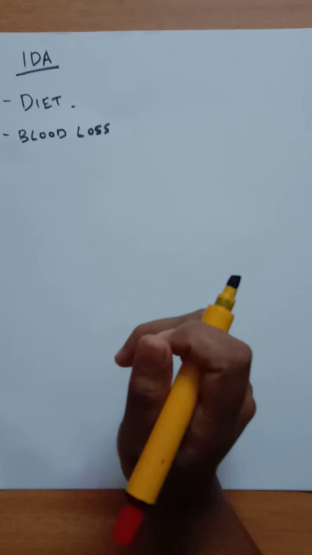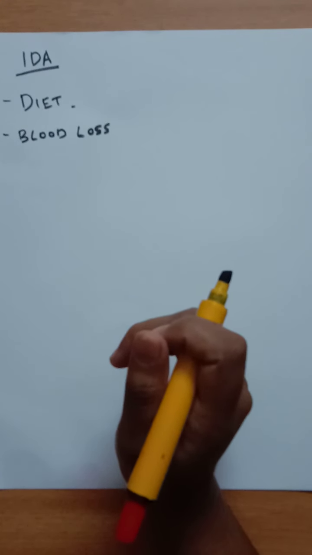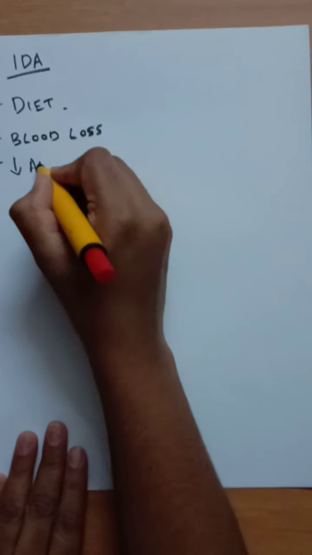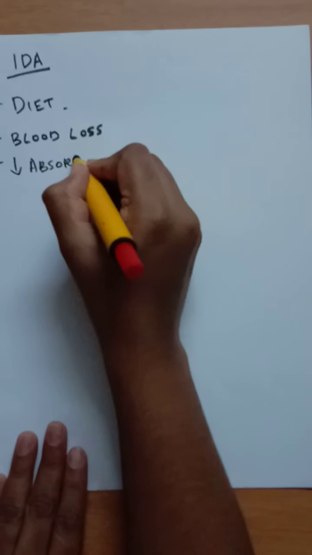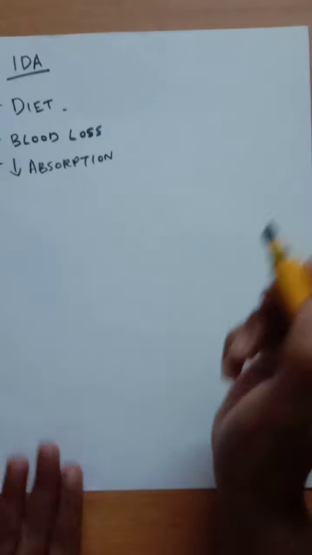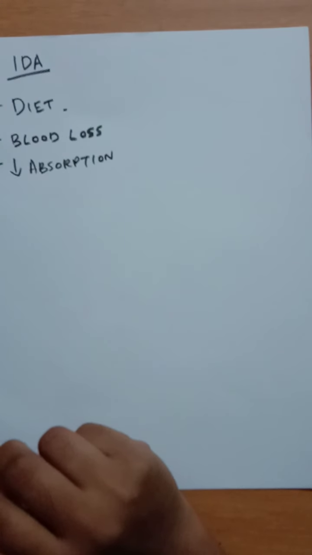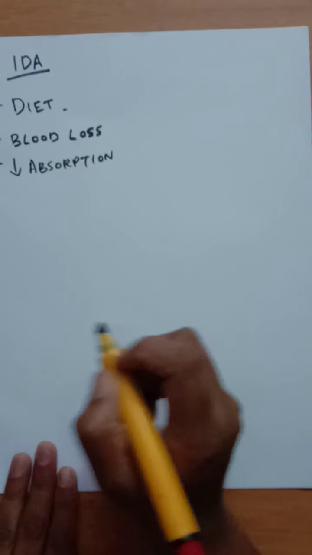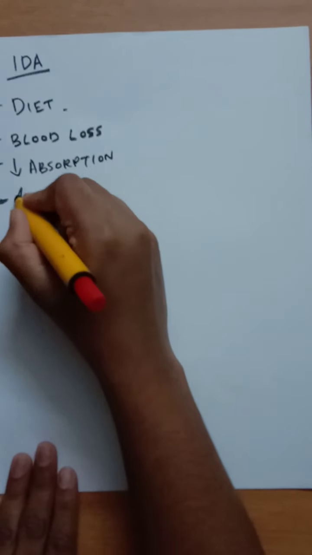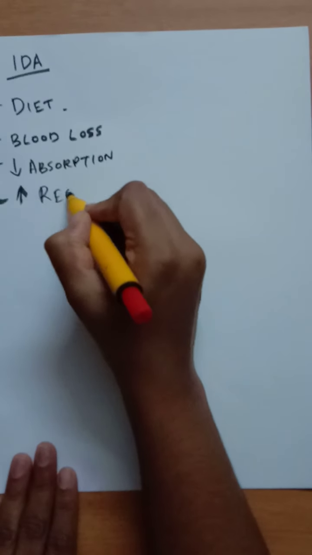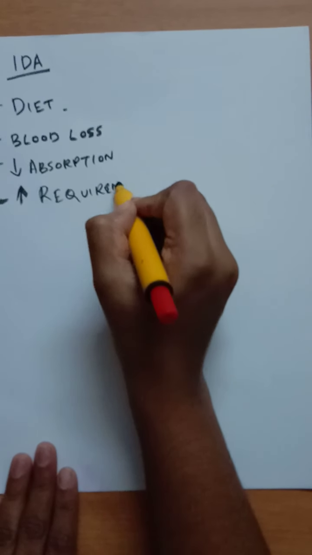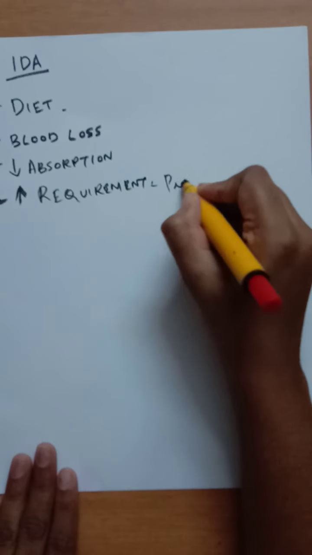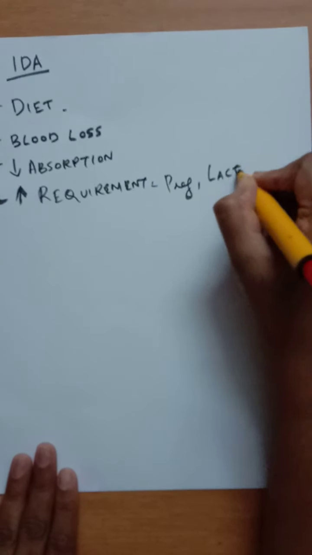Next is decreased absorption of iron from diet. And then is increased requirement of iron, as in pregnancy and lactation. Increased requirement, like pregnancy and lactation.